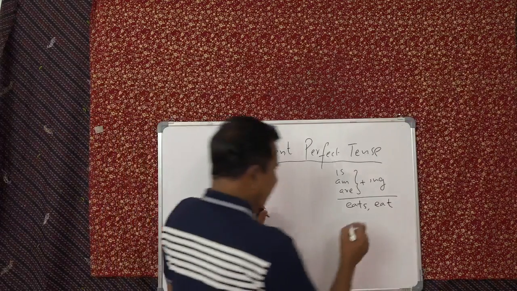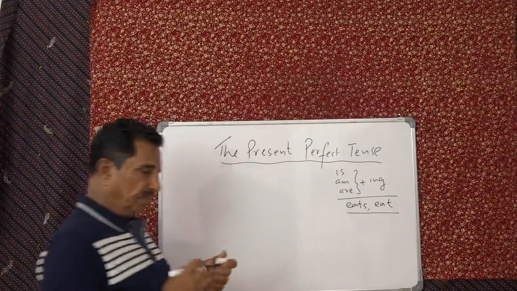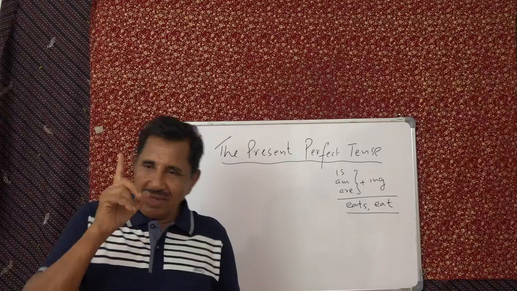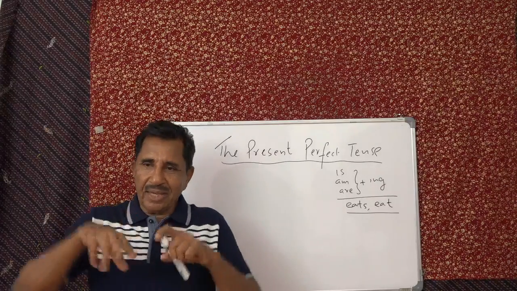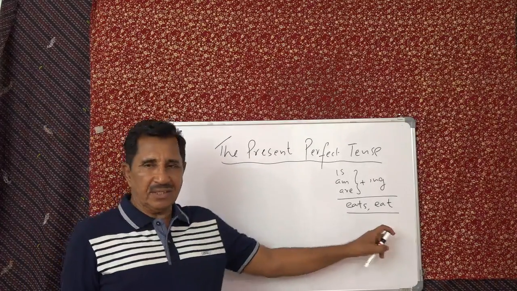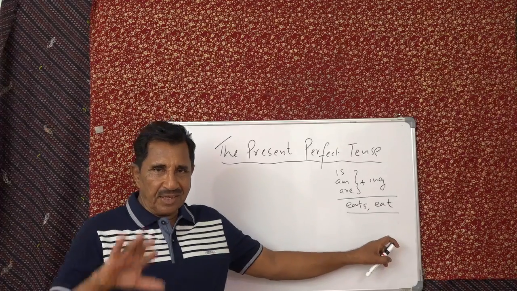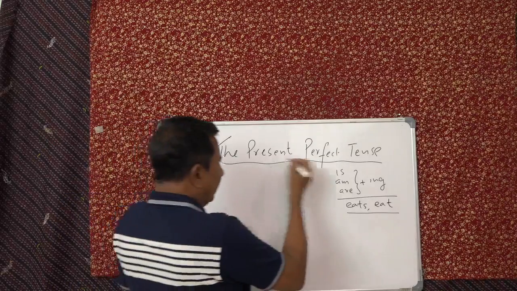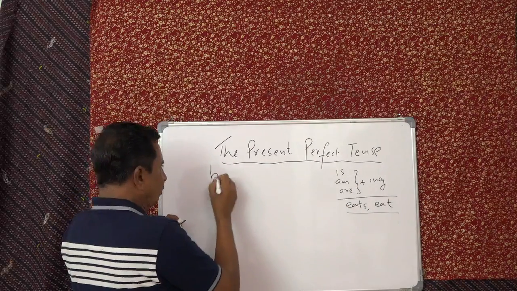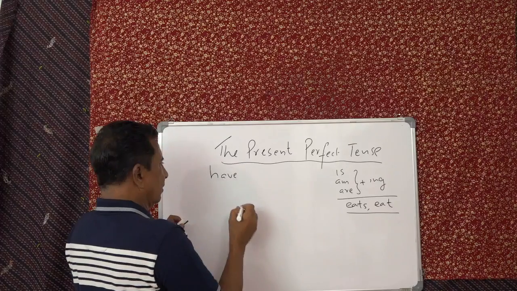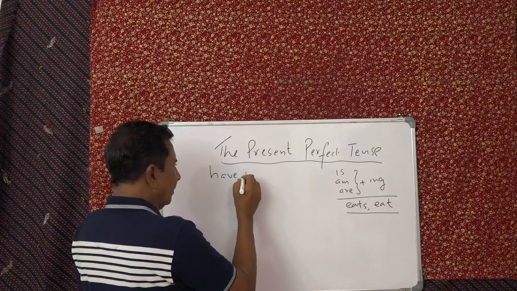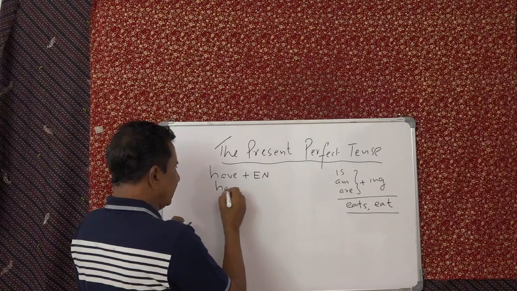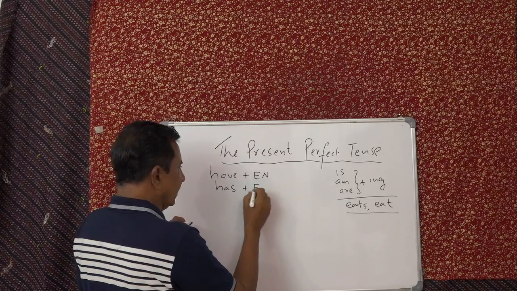Now the third tense, the form: there are two words in that tense. If there is only one word, you have to make it two, like the simple present tense, isn't it? For making negative. Yesterday you saw that. And today, the present perfect tense has two words. Have plus en, or has plus en.